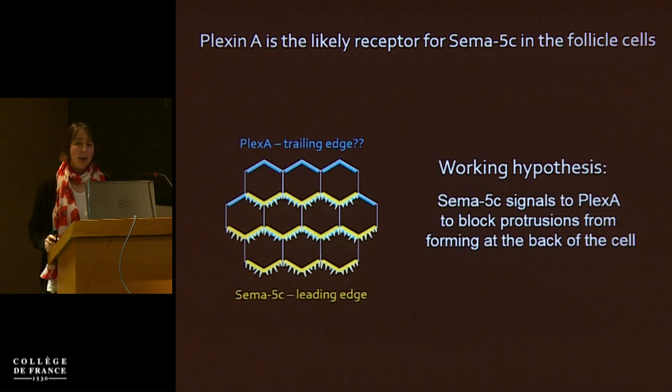So our working hypothesis at this point, based on everything we know, is that semaphorin-plexin signaling could potentially be functioning to inhibit protrusions from happening at the trailing edge of the cell. Now, I'm going to stress that this is highly speculative at this point. We have a lot of work to do to test this model, but it's the way that we're thinking currently at the moment.